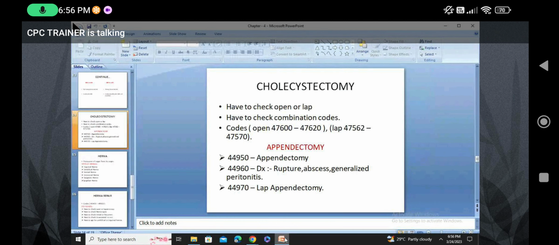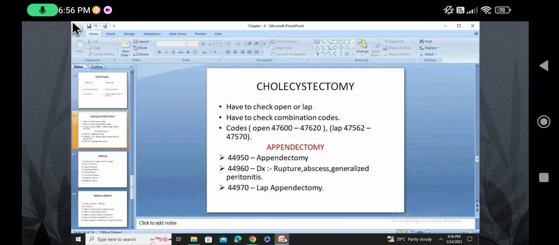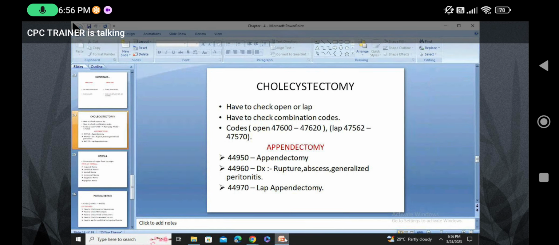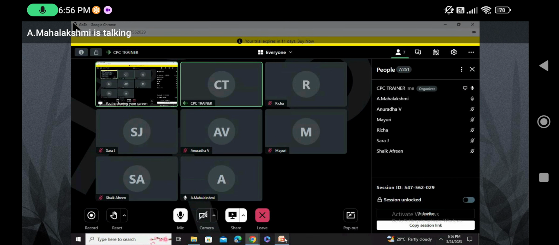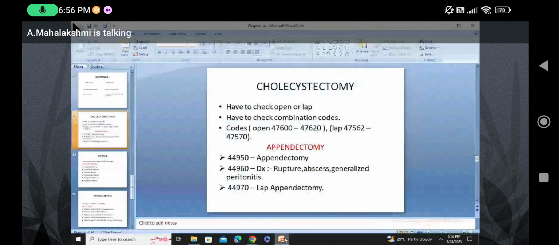Okay, first we discuss cholecystectomy. Guys, tell me, what is cholecystectomy? No idea? Removal of gallbladder. Yes, right? It's a very common thing. Please note down: cholecystectomy means removal of gallbladder.